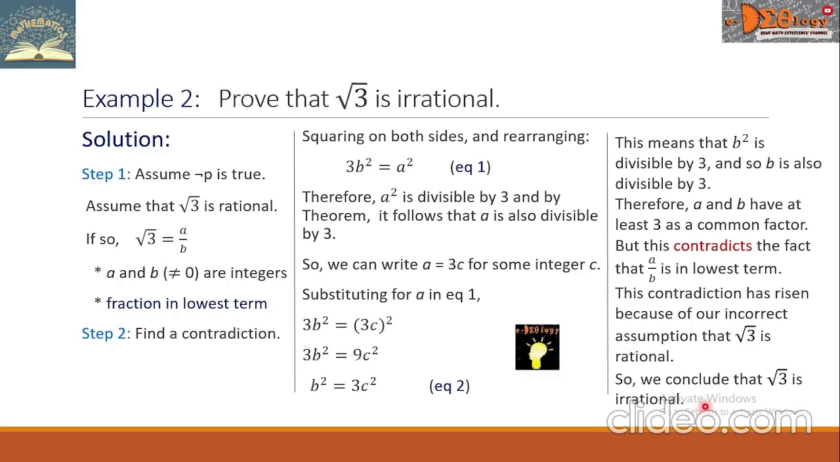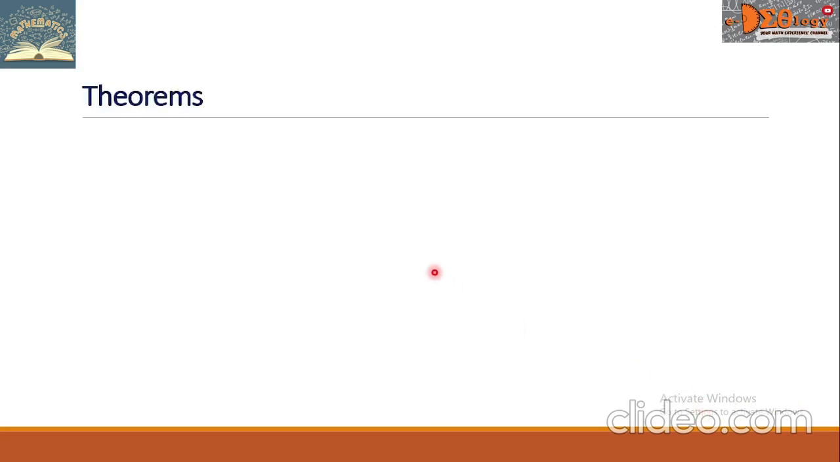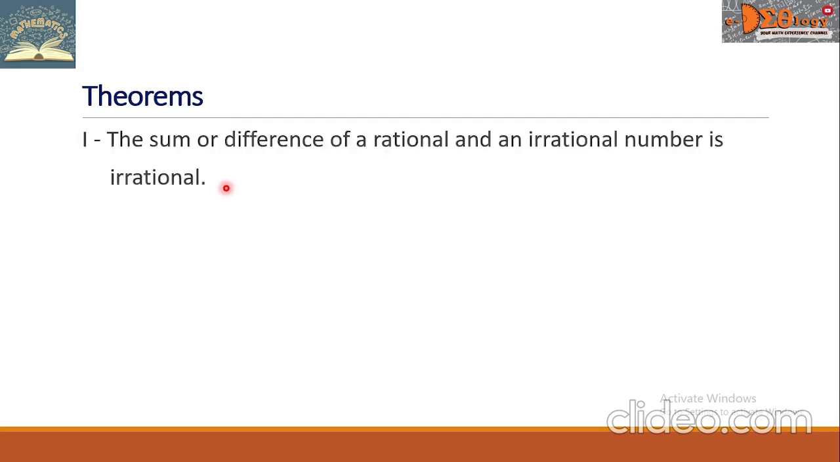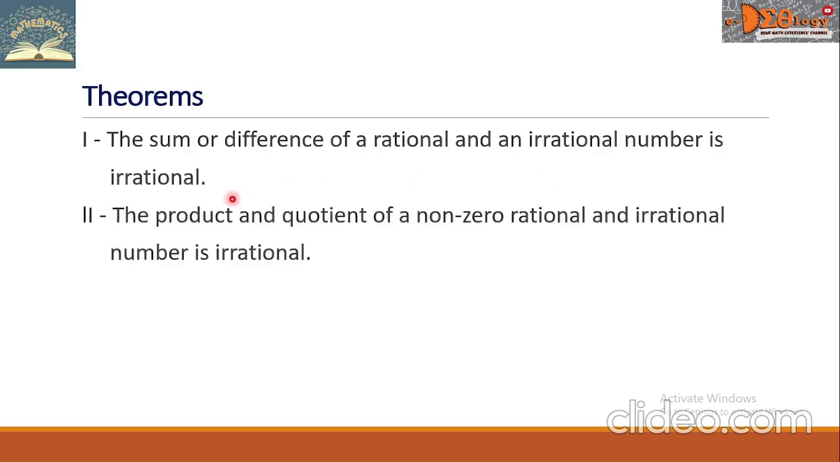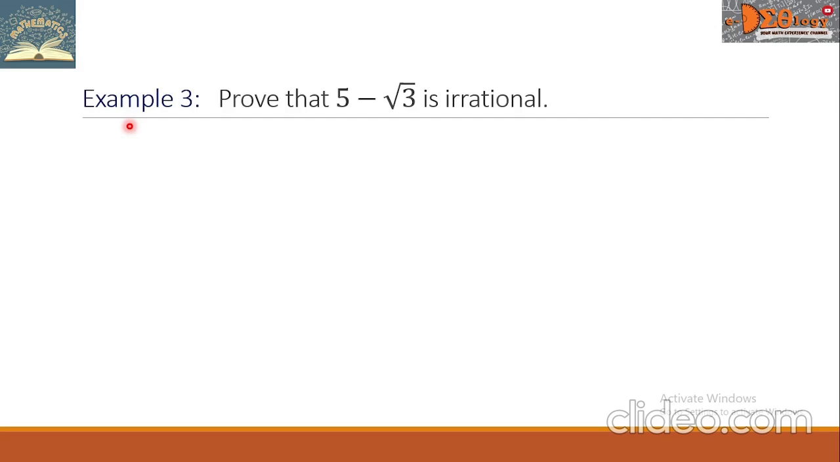Let's have more theorems. The sum or difference of a rational and an irrational number is irrational. The other is the product and quotient of a non-zero rational and an irrational number is irrational. So we have example 3. Prove that 5 minus the square root of 3 is irrational.